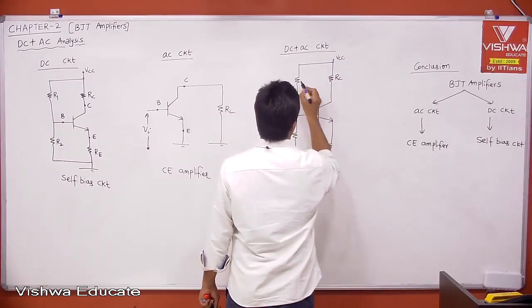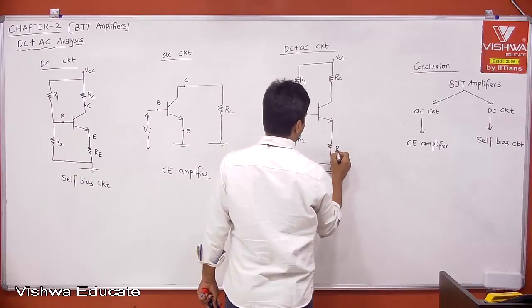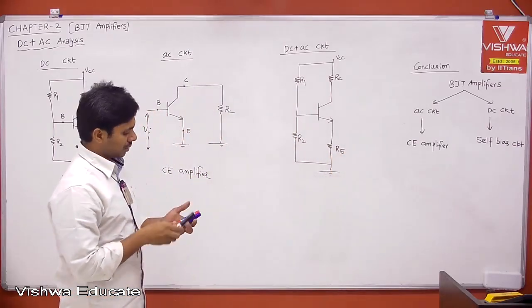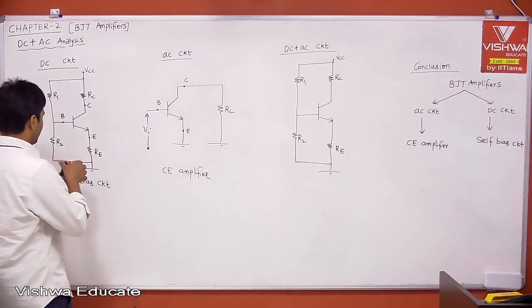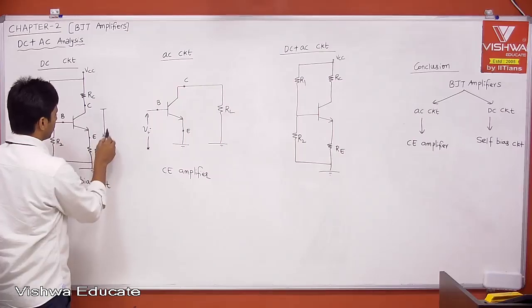This is RC, R1, R2, RE, right? Now we know that here the VCE, whatever we have, has some DC voltage, right?